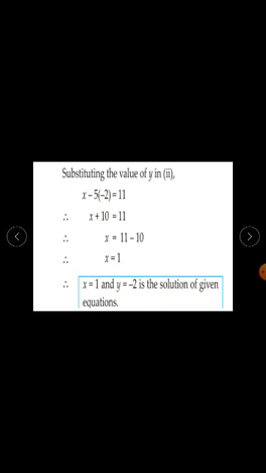Students, the third and sixth sub questions are homework.